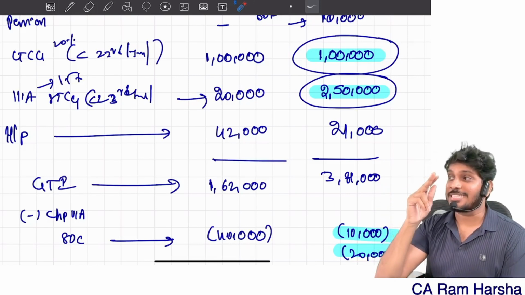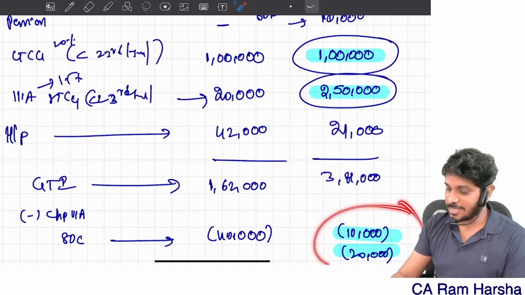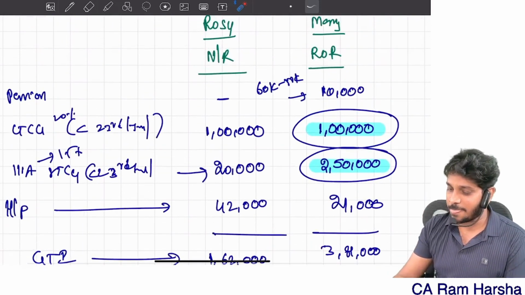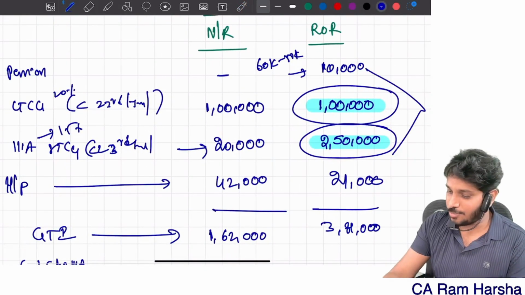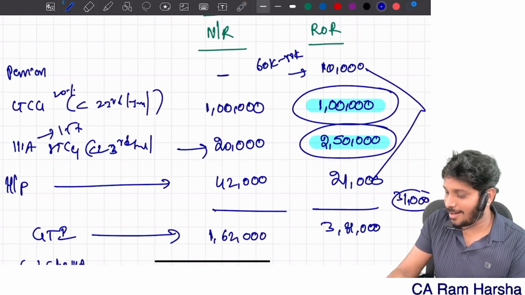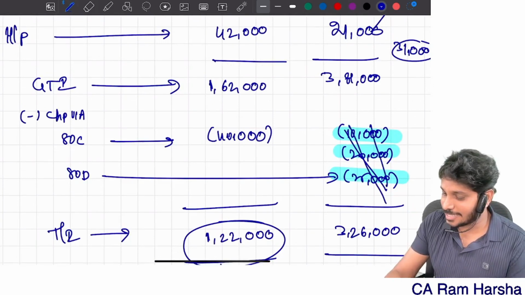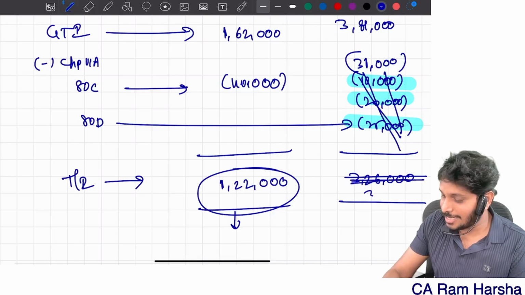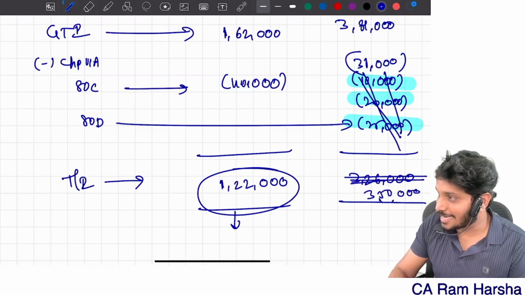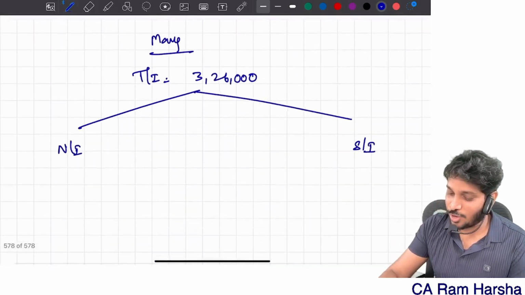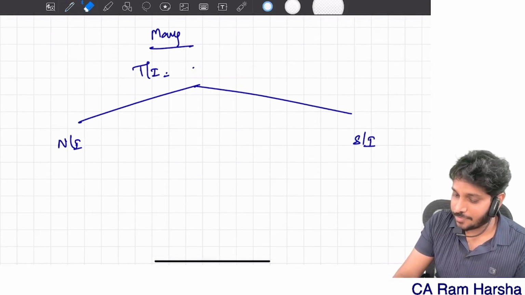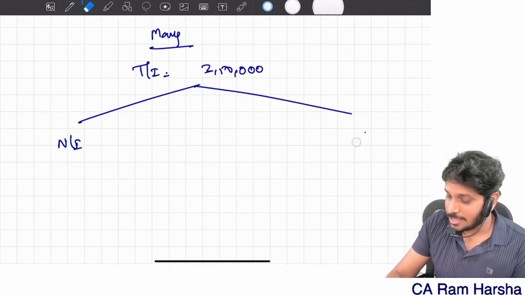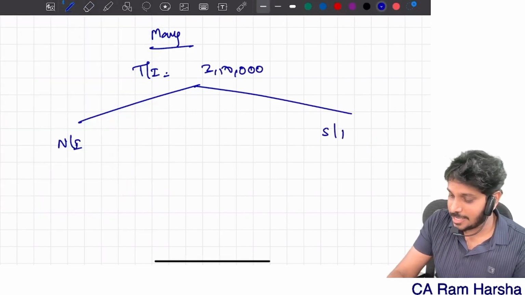Always follow the system. Whenever you are claiming chapter 6A, immediately checkpoint. How much of this is normal income? 31,000 only is there. Total chapter 6A deduction is very good. Now Mary's total income is what? 3,50,000, correct? Now remember, she got entirely special incomes only.